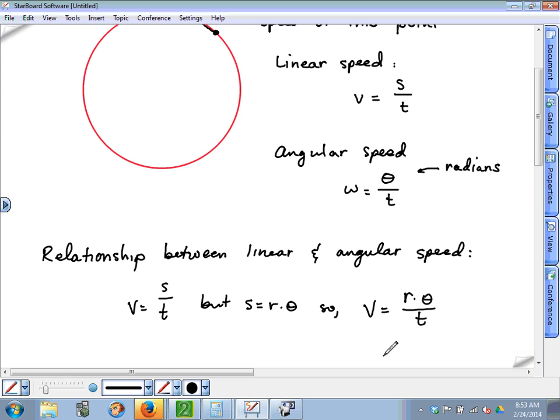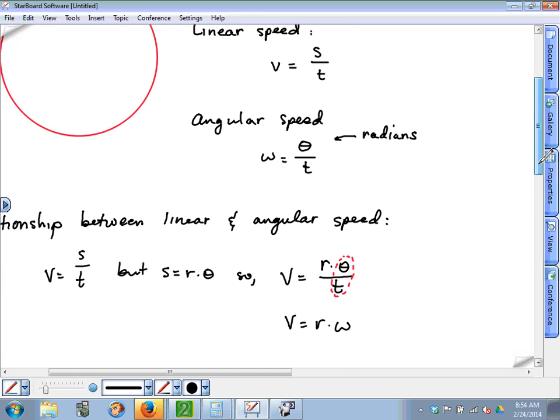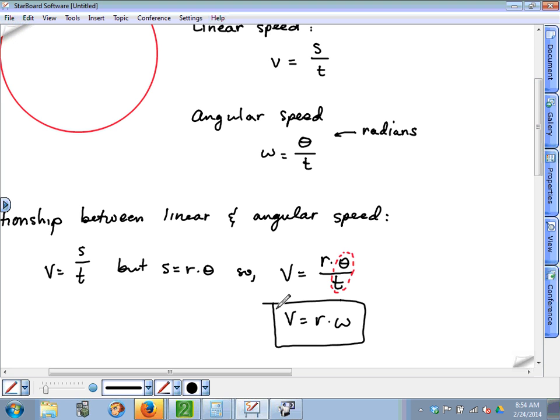Now, where do we recognize this? Look on your notes. That's angular speed, right? Theta over T is just angular speed, so we've got to do one more change to this formula. V, the linear speed, is equal to the radius times omega. This formula you're going to be using quite a bit. This is a formula that relates linear speed to angular speed. V equals radius times omega.